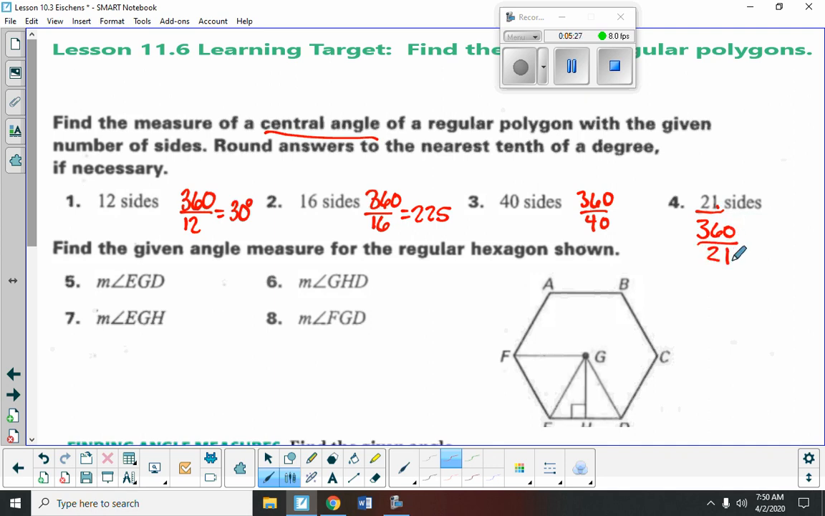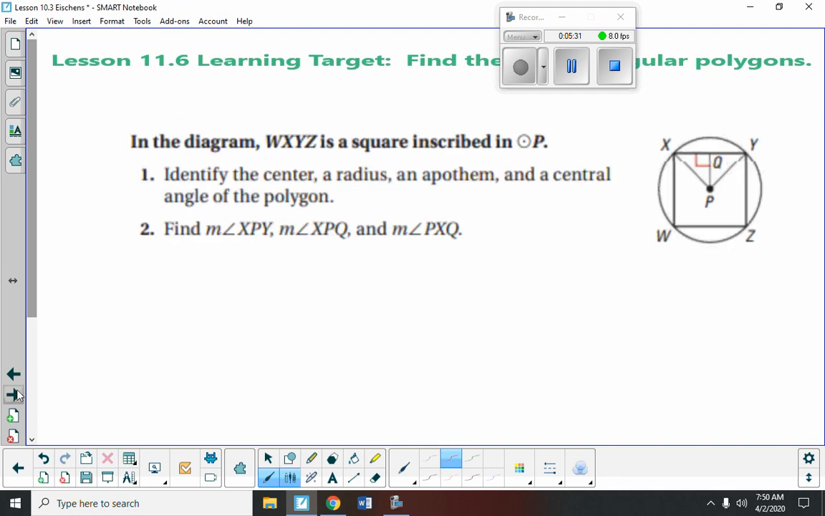All right, now let's move on to the next example here. It says in the diagram, WXYZ is a square inscribed in circle P. Identify the center, a radius, an apothem, and a central angle of the polygon. So the center of the circle is point P.